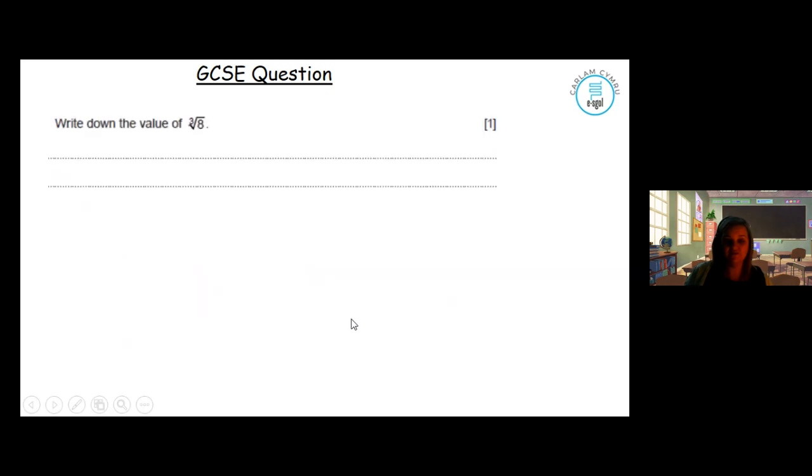Okay, moving on. With any of these questions, obviously you can pause the video and have a go at these yourself before I go through the answer. If we remember, this little tick symbol with the little 3 next to it means cube root. So again, this is a 1 mark GCSE question, and you are looking for the answer you would get if you times a number twice by itself to give you 8.